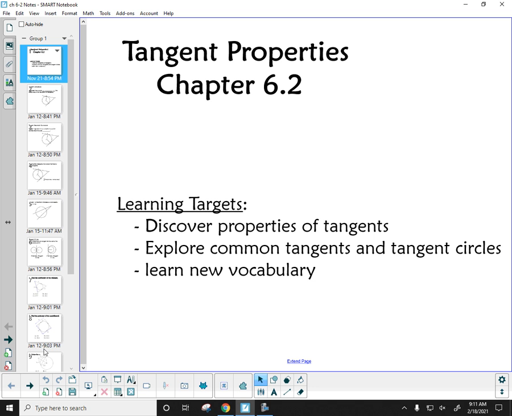So just a quick reminder, a tangent is a line that intersects a circle in exactly one spot, right? It intersects your circle in exactly one spot. All right, so that's what a tangent is.